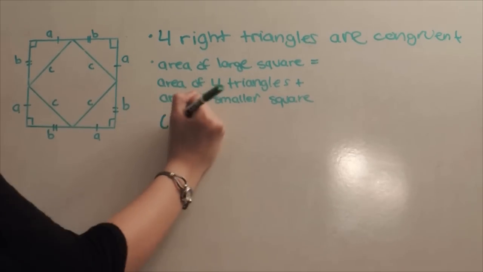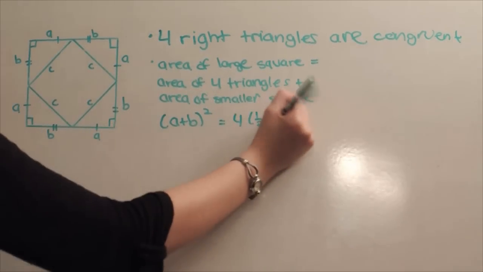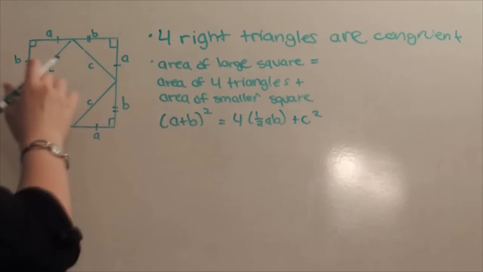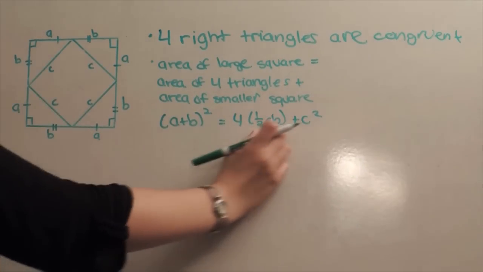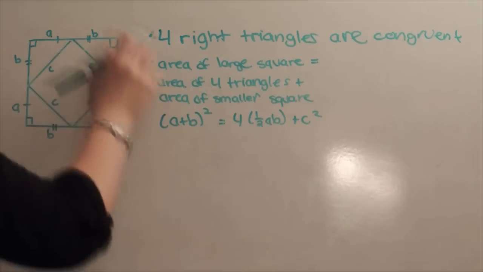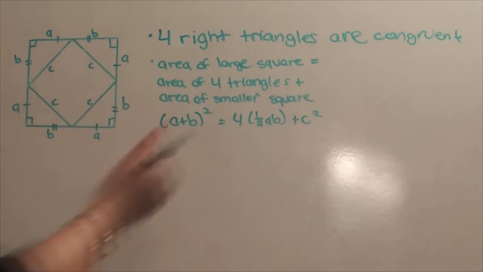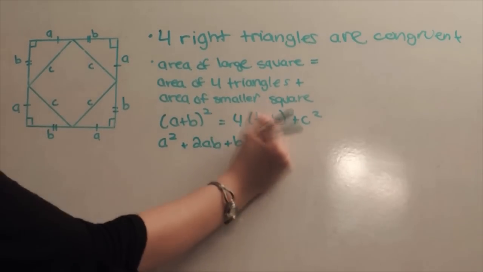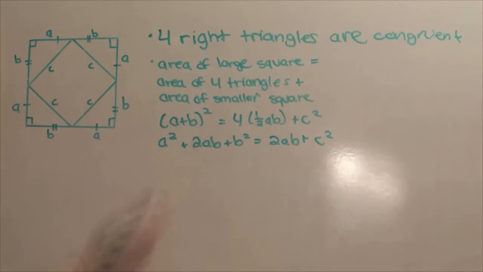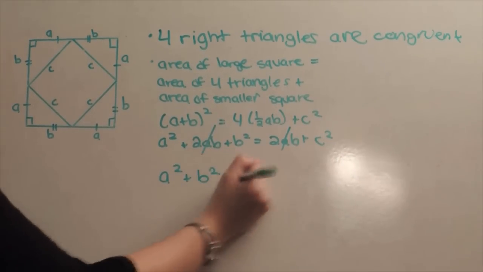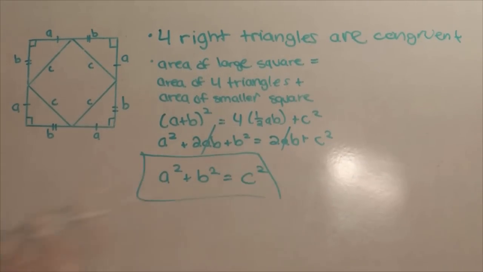When you put this in an equation, you're going to get (a plus b) squared is equal to 4 times 1/2 ab plus c squared, where (a plus b) squared is the area of the entire square, and 4 times 1/2 ab plus c squared are the areas of the 4 triangles and the square in between. When you simplify this, you're going to get a squared plus 2ab plus b squared is equal to 2ab plus c squared. Take out the 2ab and you're going to get a squared plus b squared equals c squared, and this is the Pythagorean theorem.